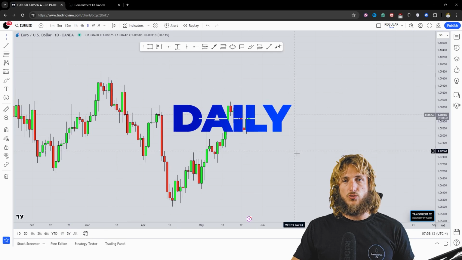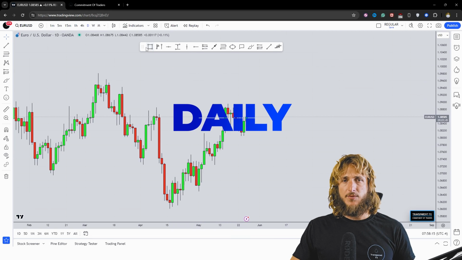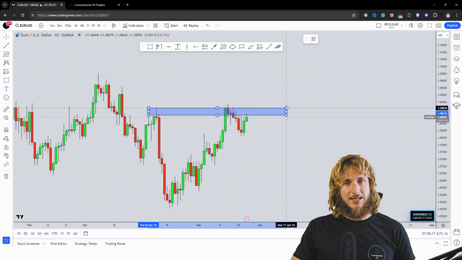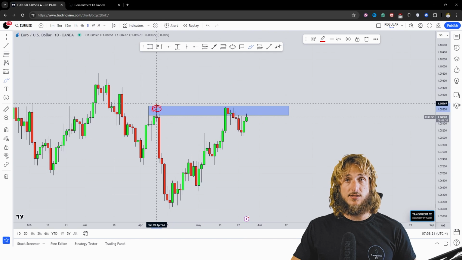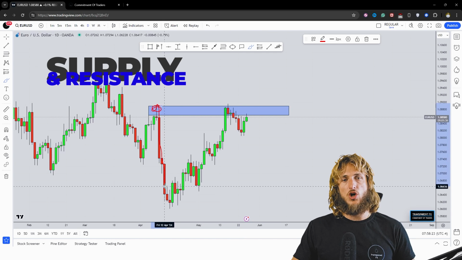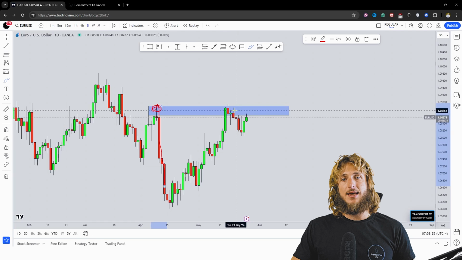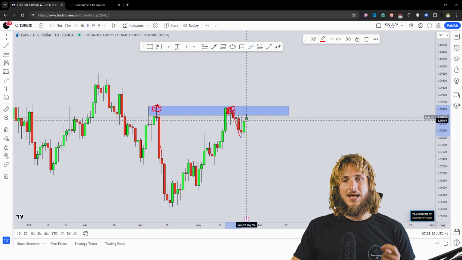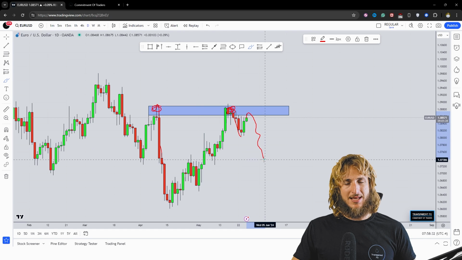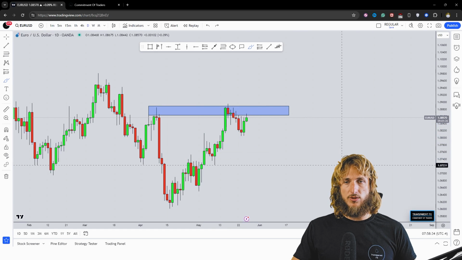Now back to the analysis. Well, here on the daily, we are actually currently testing a quite significant structured zone. This level was acting as previous resistance, so supply and resistance from which all this move to the downside was created. Again, here the market tested its zone and respected it as resistance. And until the market will remain below this level, it can easily be rejected to the downside.